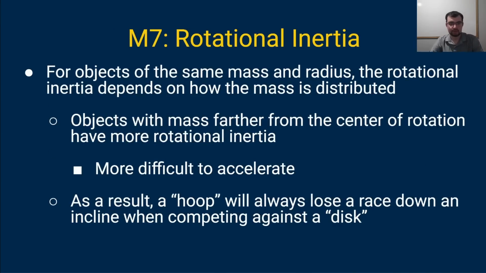Now we can talk about rotational inertia. So for objects of the same mass and radius, rotational inertia depends on how the mass is distributed. So objects with mass farther away have more inertia, so are difficult to accelerate. This is our classic shape race. So a hoop will always lose a race down an incline to a disc because a hoop has to dedicate more of its energy budget into rotational kinetic.